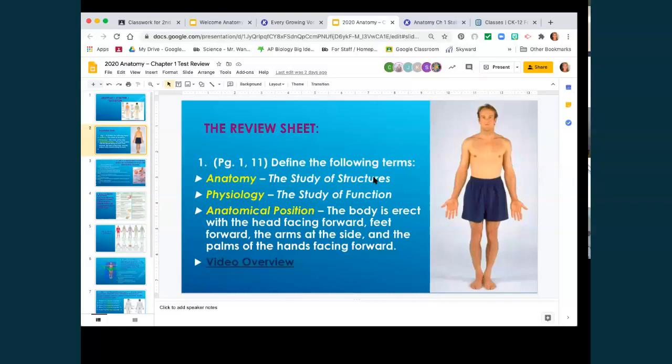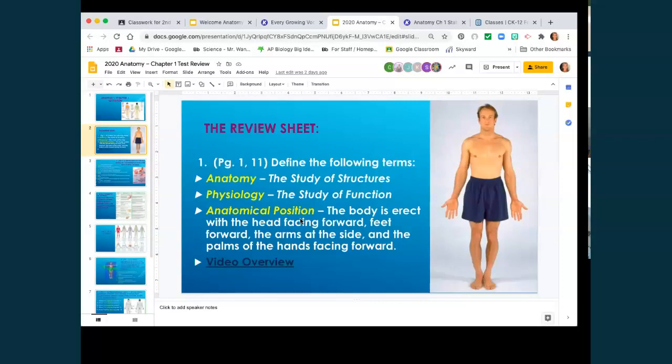Anatomy is just the study of structures, the pieces and parts. And physiology is basically what they do. So you have muscles, and we could go through and name them all, and that's going to be super easy because it's memorizable. But physiology, how the muscle actually contracts, is a little more difficult.